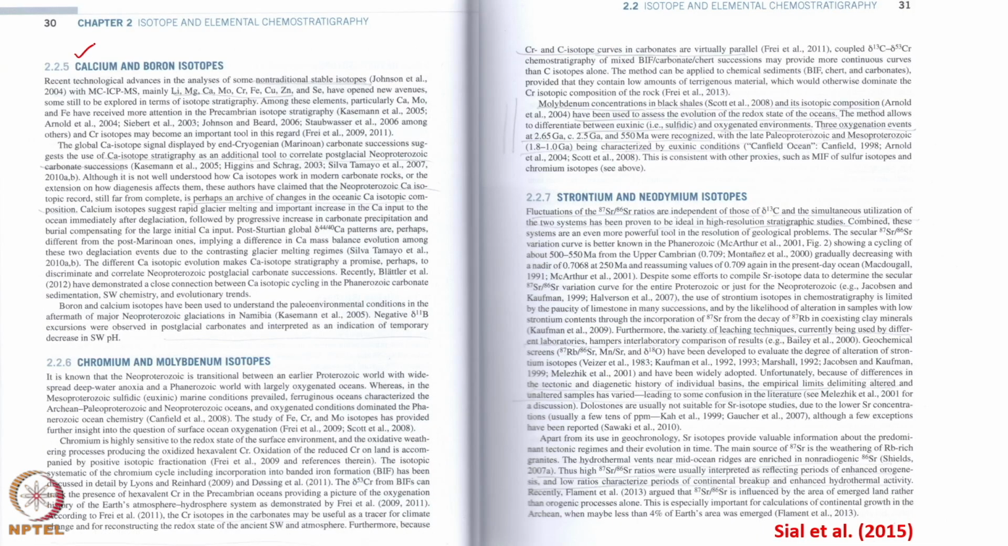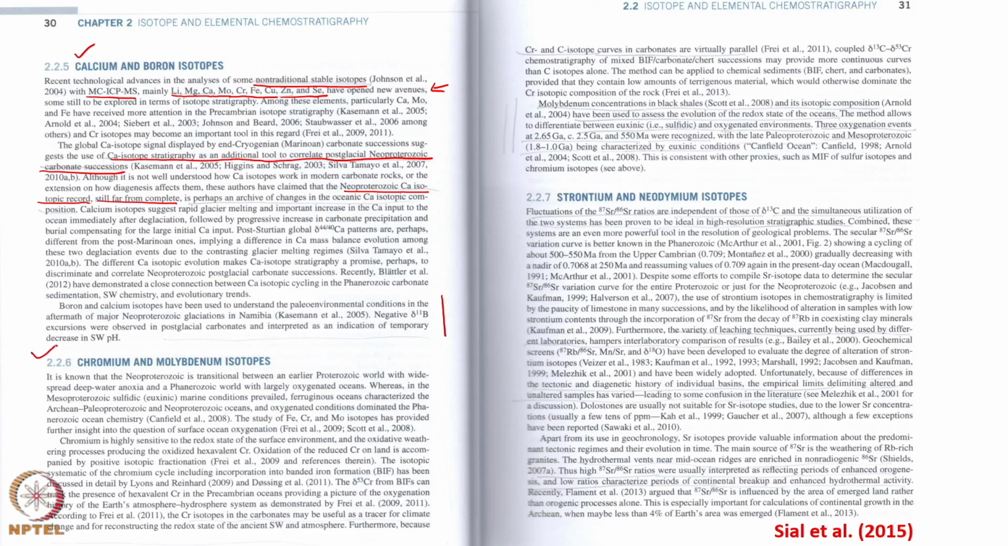Recent technological advances in the analysis of some of the non-traditional stable isotopes with MC-ICP-MS. What are those elements that are now studied in detail? Li, Mg, Ca, Mo, Cr, Fe, Cu, Zn and Ag. They have opened up new avenues and still work is going on. Calcium isotope stratigraphy is an additional tool to correlate the post-glacial Neoproterozoic carbonate successions. But note that the Neoproterozoic calcium isotopic record is still far from complete. Then there are different other interpretations of the isotope.